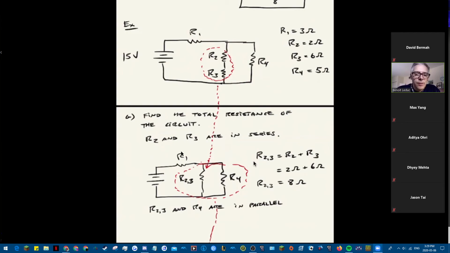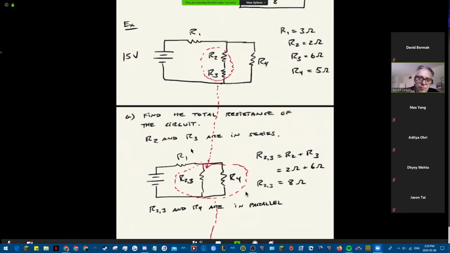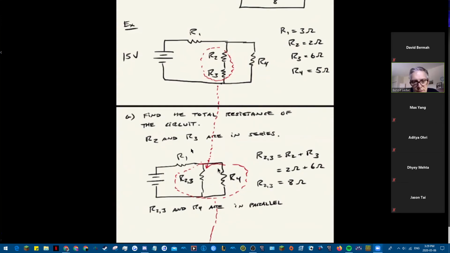Now, since I've already done this with my grade 9, I'm giving away the next step, and then you repeat. So you ask yourself, is there anything that is in pure parallel or pure series? And then you collapse this. Yes, there is. R4 and R23 are in parallel. Why? Because the current will split, go through each of these without going through any other load, and then rejoin right after. So R23 and R4 are in parallel. Therefore, we can replace all this with one big resistor.